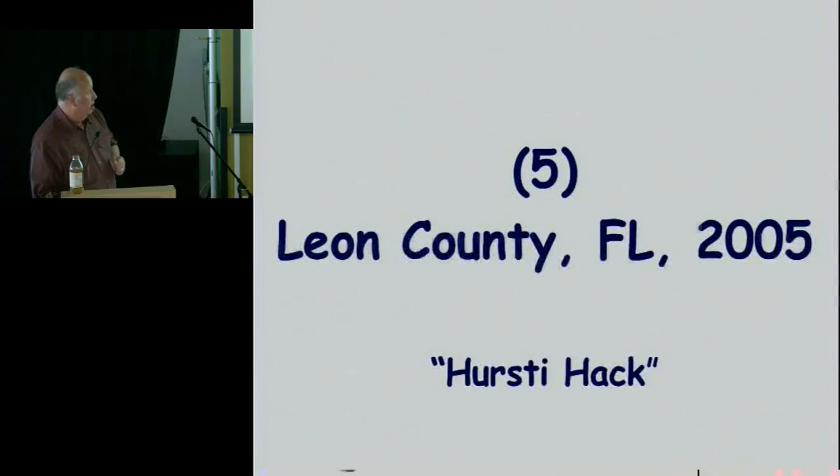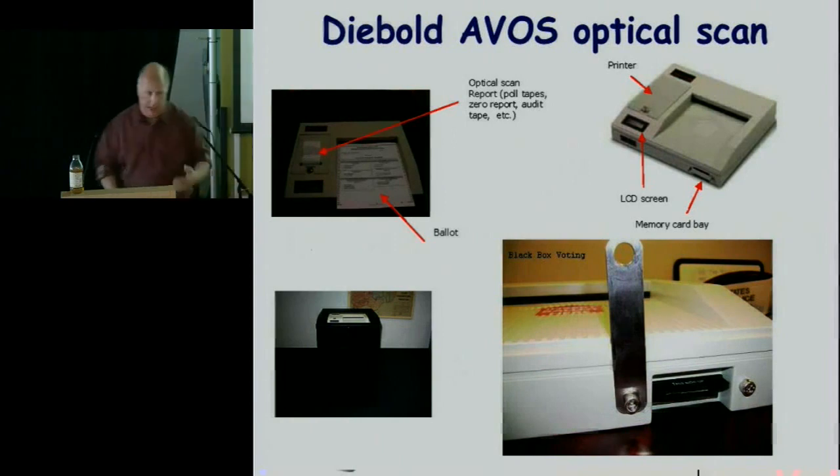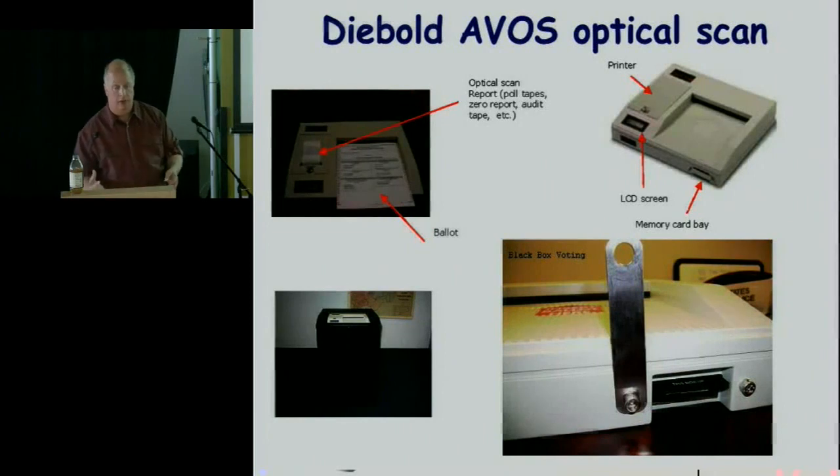Leon County, Florida, 2005, the famous Hursti hack. This involved Diebold AccuVote machines. These are optical scan machines. They happen to have a PCMCIA card slot for holding memory, and that card is supposed to hold the election description, the candidates, the offices, the precinct number, that kind of thing, and also a record of the votes as they are cast and the counts of those votes.